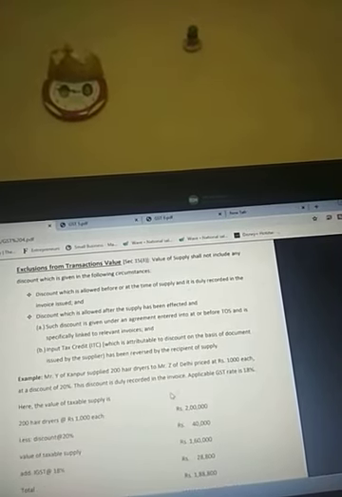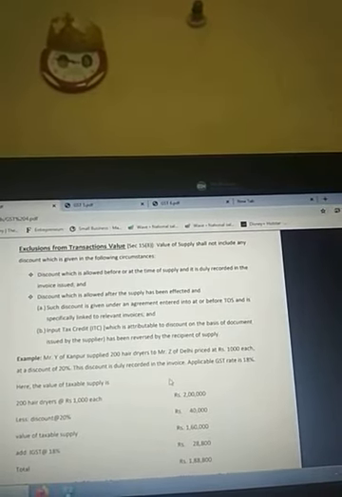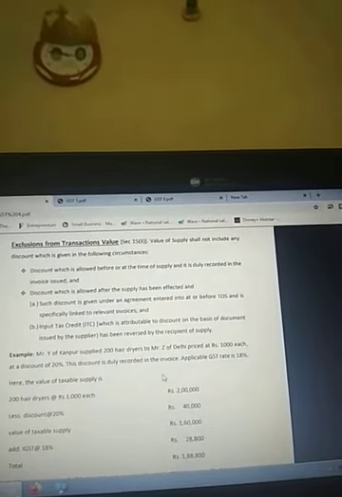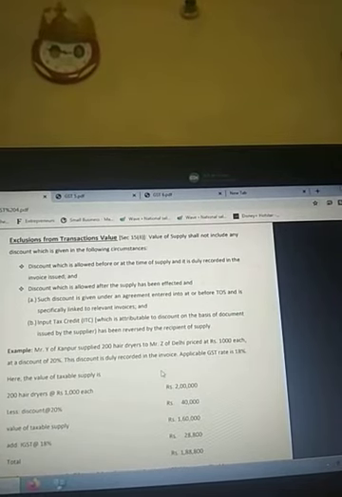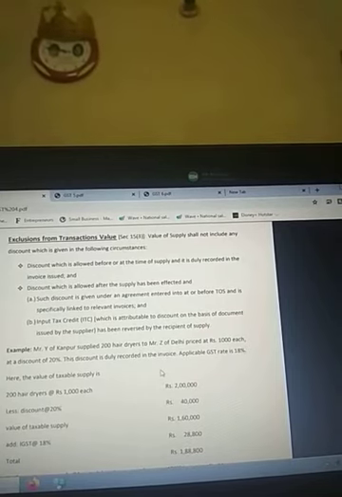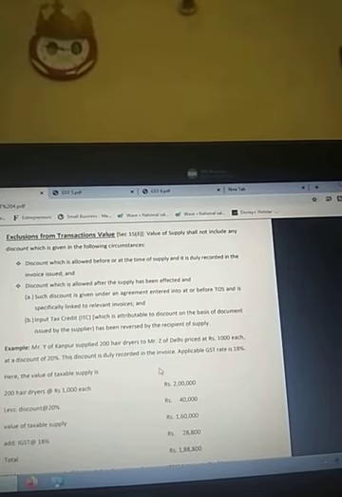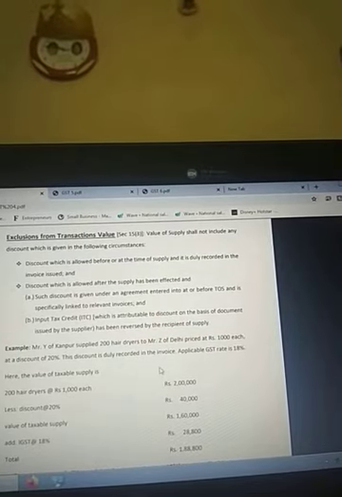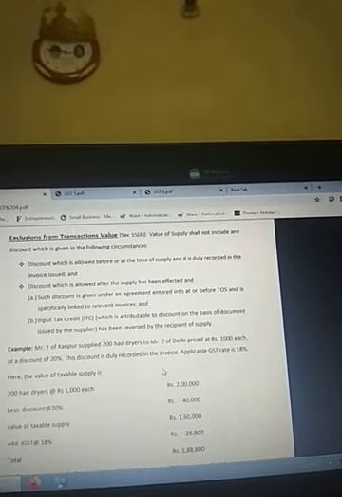Exclusion from transaction value. The value of the supply shall not include any discount which is given in the following circumstances. Discount which is allowed before or at the time of supply and is duly recorded in the invoice issued, and discount which is allowed after the supply has been effected, provided such discount is given under an agreement entered into at or before the time of supply and is specifically linked to the relevant invoices, and input tax credit which is attributable to the discount on the basis of the document issued by the supplier has been reversed by the recipient of the supply.